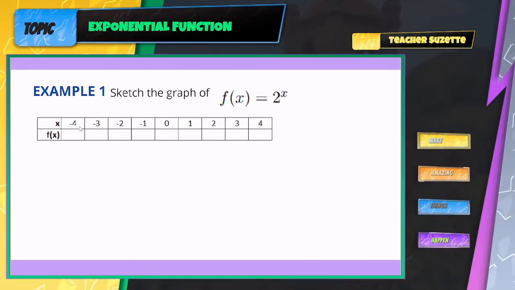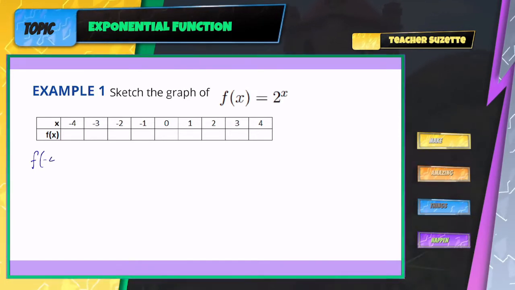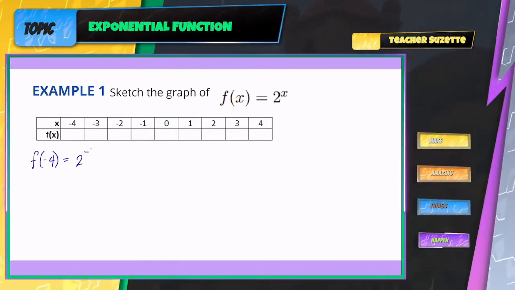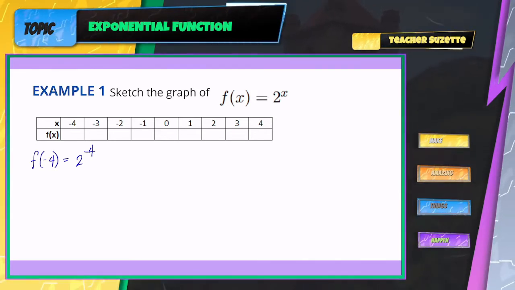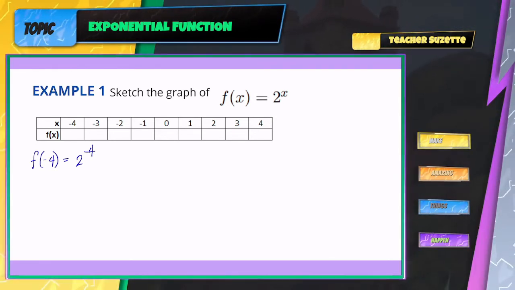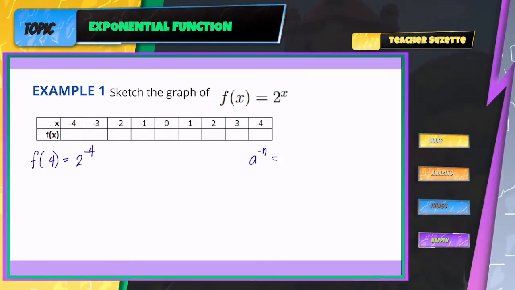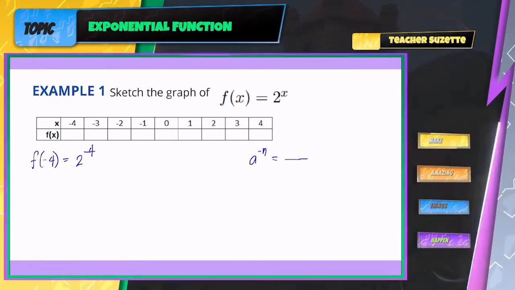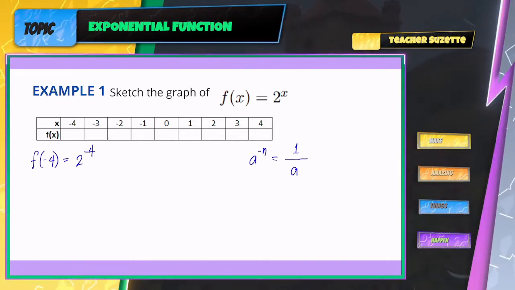So, let's start with our negative 4. That is f of negative 4 equal to 2 raised to negative 4. If you can still recall our lesson regarding the definition of exponents, or the basic laws of exponents, we have one that says if you have a raised to negative n, what you're going to do to make the exponent positive is to get the reciprocal. So, the reciprocal is 1 over a raised to positive n.